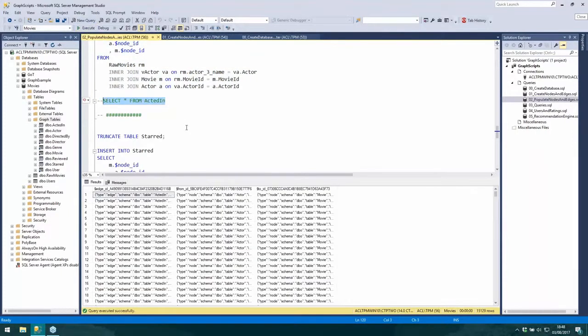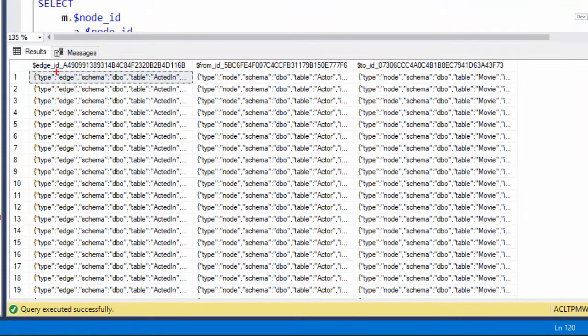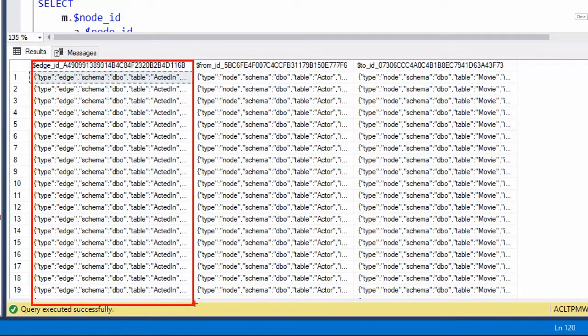And now if we have a look at that, this is what's actually being populated when I've inserted into that table. So we've got the edge ID. This has been generated when I've inserted. This uniquely identifies this edge. And it's copied over the node ID. So this is the node ID from the actor node and the node ID from the movie node. So this is our relationship. There's no primary key, foreign key constraint. This is how the match knows that there's a relationship.